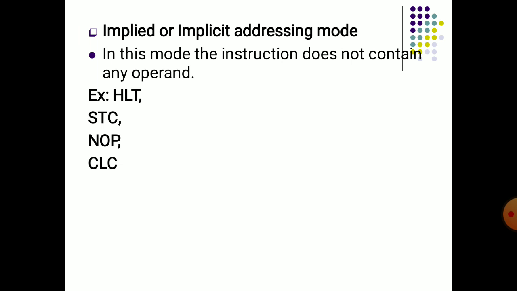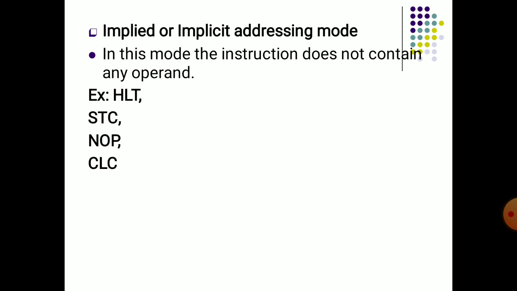So what is implied or implicit addressing mode? It was already explained in the previous addressing modes, like 8085. The same operation applies here. Implied or implicit addressing mode means the instruction does not contain any operand. If no operand is available and only the opcode is there, that type of instruction is called implied or implicit addressing mode.